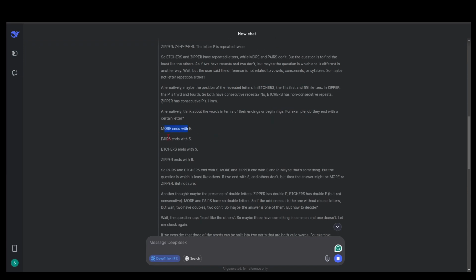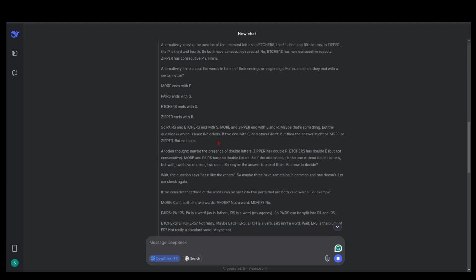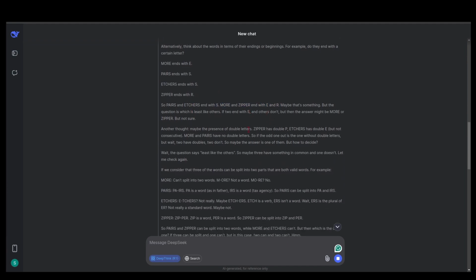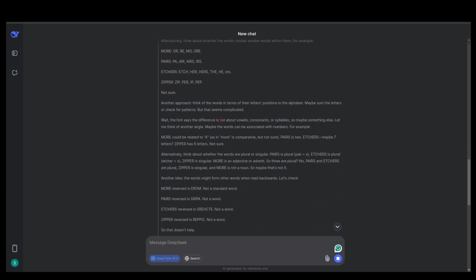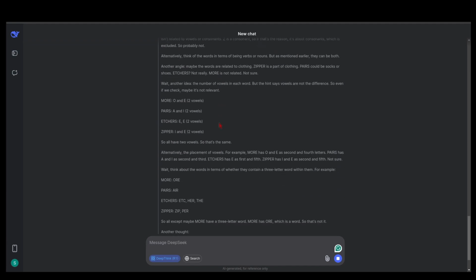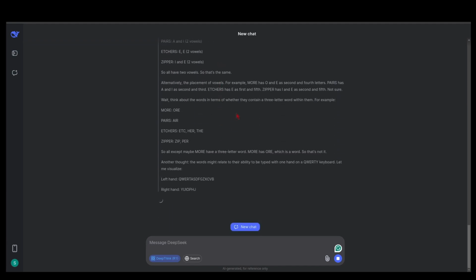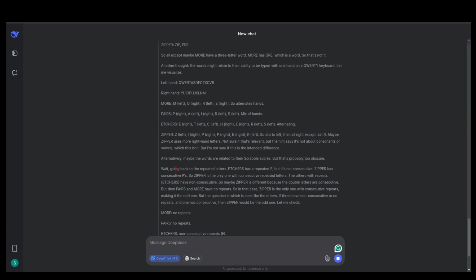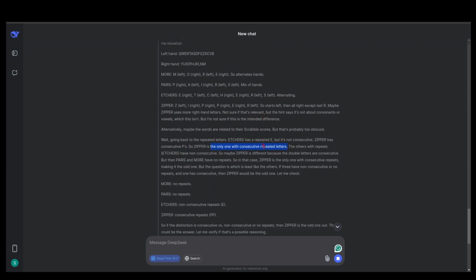Ends with E, pairs ends with S, H's ends with S, R ends, zipper ends with R. So pairs and H's end with S, more and zipper end with E and R. It goes on and on. Basically, it's quite a lengthy reasoning, and I'm still waiting for it to complete. It again says, wait, going back to repeated letters, HS has repeated E, zipper has consecutive P's, so zipper is the only one with consecutive repeated letters.